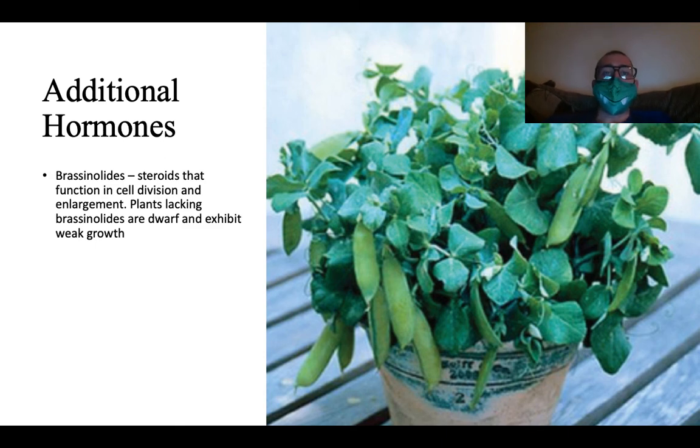Besides those 5 major categories, there are also some other additional hormones that are important. We have brassinolides, which are steroids that function in cell division and enlargement. Why we notice them is that our dwarf plants, or plants that exhibit weak growth, lack brassinolides, right? So obviously they play an important role in cell division and enlargement.